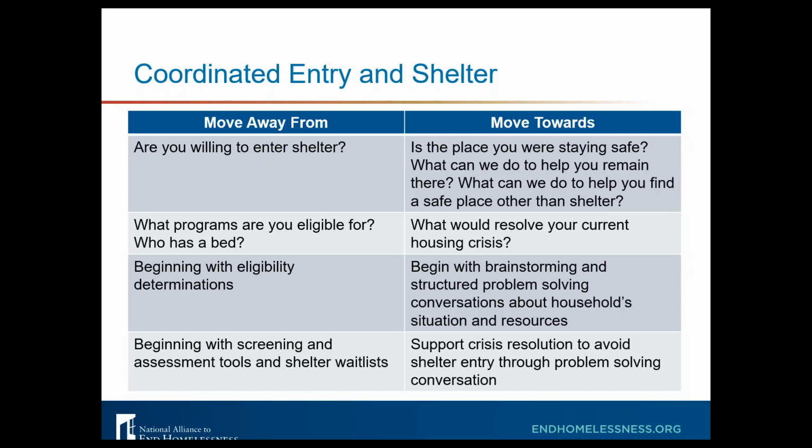We know that often we want to give people what's available and what we have in our toolkit. Okay, we have shelters for you, we have these interventions, we have assessment, but perhaps instead of just offering the bed, you really want to move to talking about what would resolve a person's current housing crisis. Instead of beginning with eligibility determinations, you want to begin with brainstorming, structured problem-solving conversations about a household situation. And instead of beginning with screening and assessment, you want to move to supporting crisis resolution. We'll talk a lot more about this in the second half of this webinar.